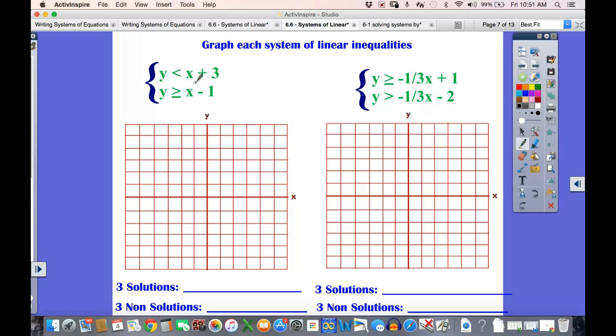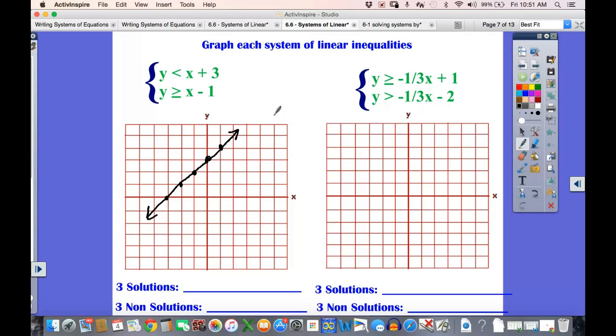So look at the next one. So M is 1, B is 3, so go to 3. Put a dot here, up 1 over 1. We like slope to be 1, I guess.